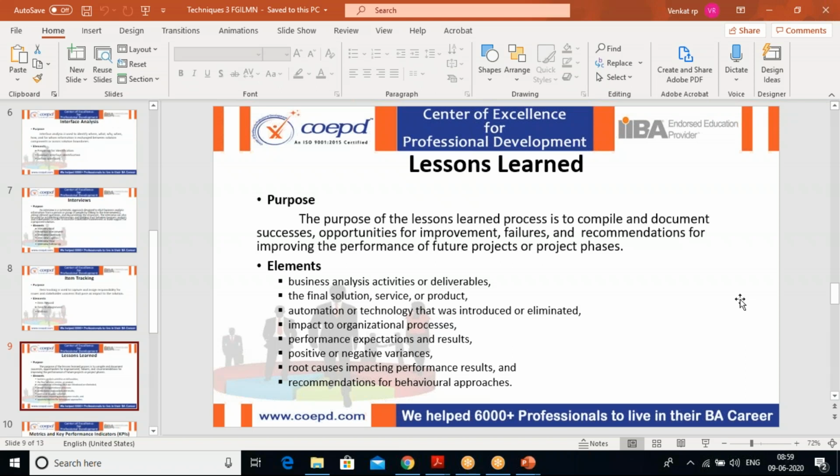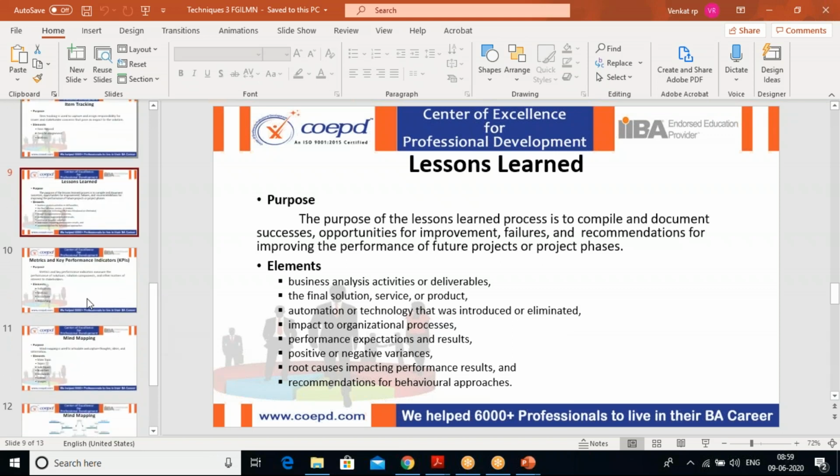All this we can write in a lessons learned document. You can see the business analysis activities and deliverables, the final solution, service or product, automation or technology that has been introduced or eliminated, impact on the organization process, performance expectations and results, positive and negative variance, and root cause impacting the performance results. Recommendations are for behavioral approaches. These elements we can have in lessons learned.